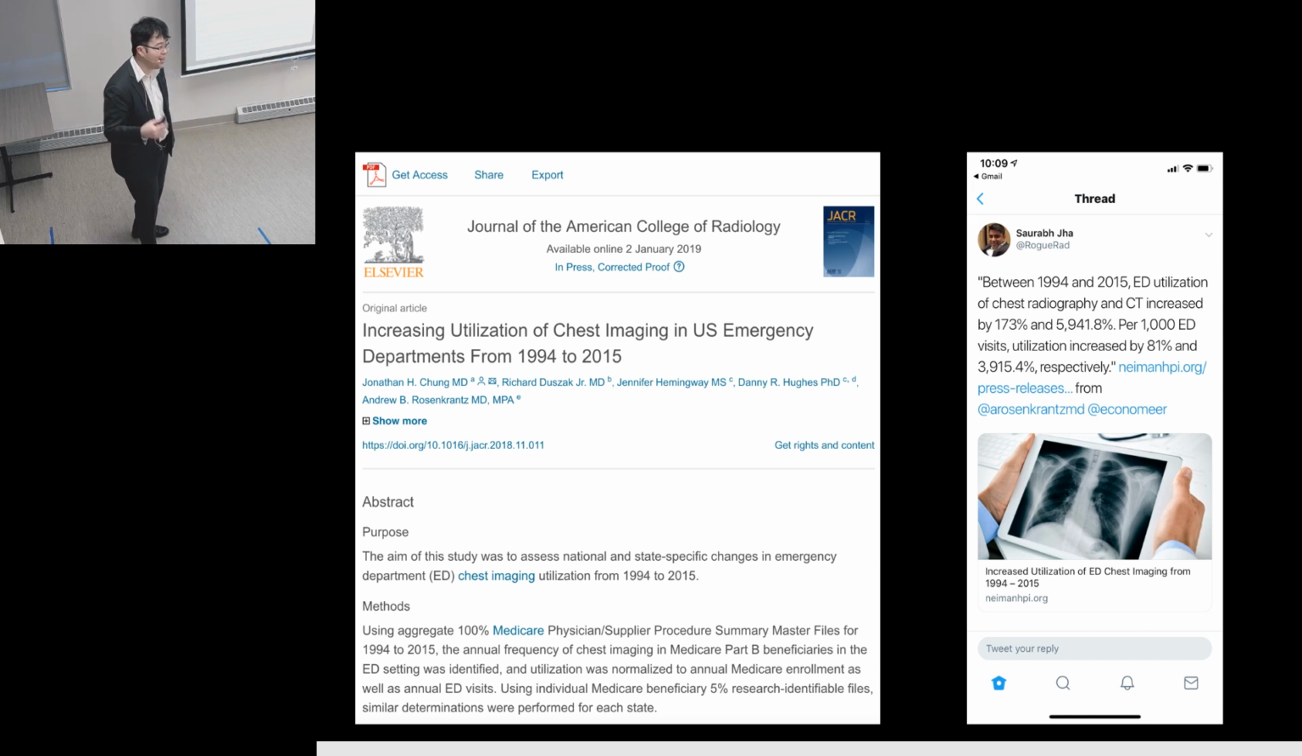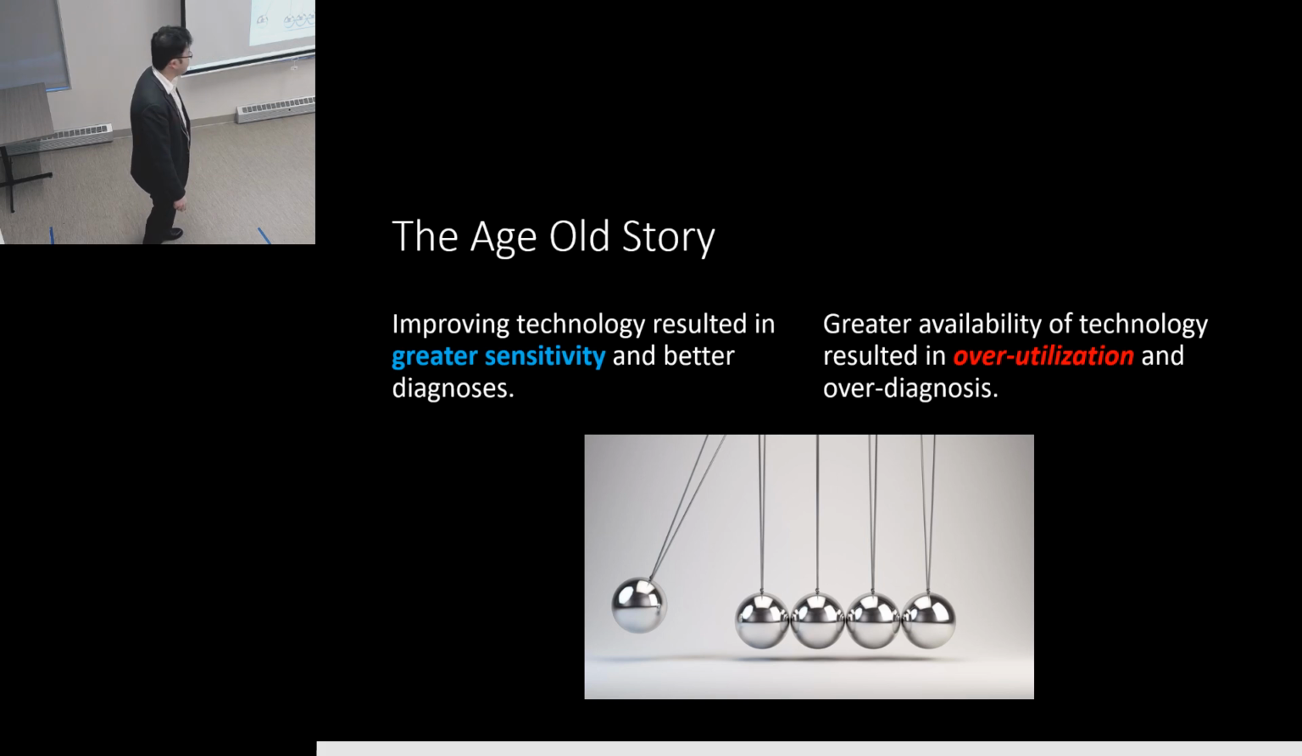I don't know how many times I can talk about subjects where we have an increase of 3,000%. You don't often talk about numbers like that, but if you look in these articles and the charts, that's what ends up happening. This is a very age-old story, not a very special story. You have the earlier half, with improving technology, greater sensitivity, better diagnosis, the miracle story. And then the other half, where greater availability of technology results in overutilization, overdiagnosis, and unintended harms. It always seems cyclic, bouncing back and forth between these two things.